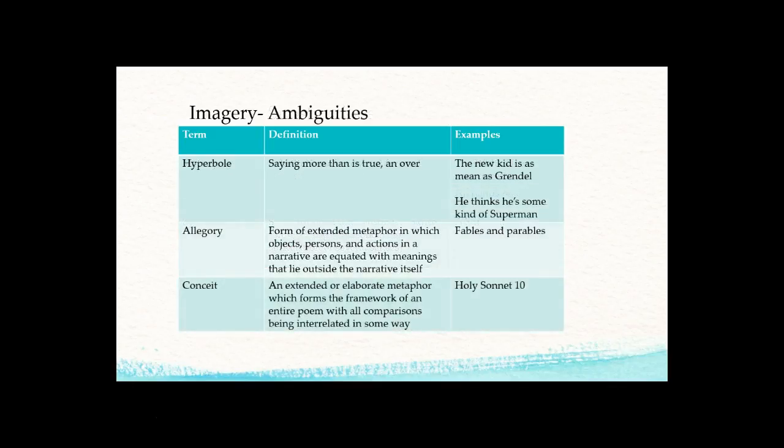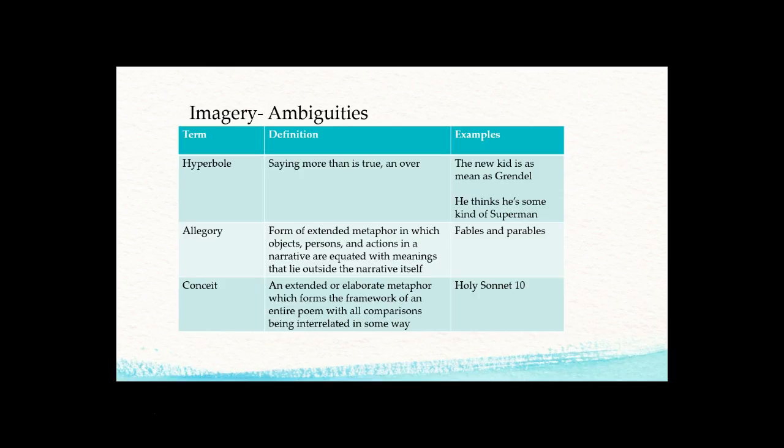Okay? Then we have ambiguities. Okay? And then we know that ambiguities are things that can be uncertain. This is where we have hyperbole. Some forms of allegory and conceits can also trigger ambiguities, where we're not certain of the comparison.